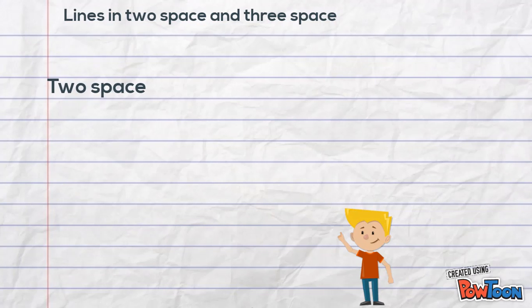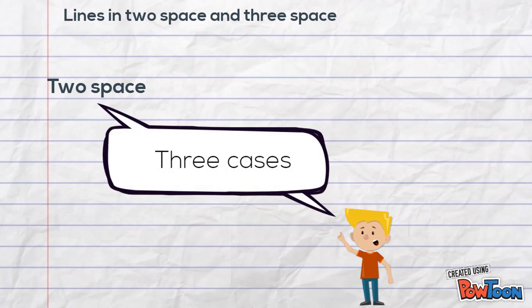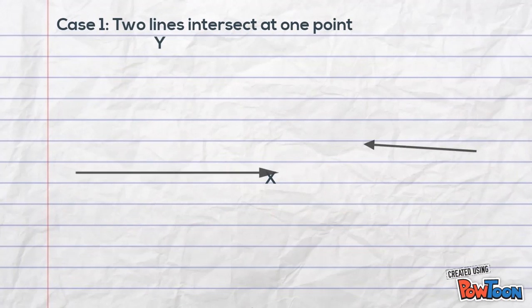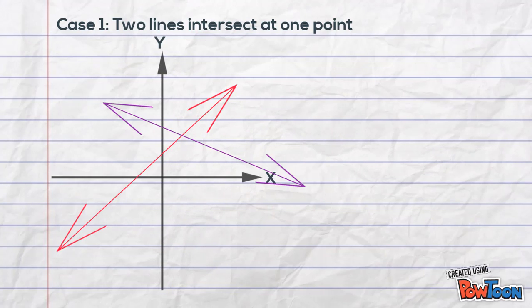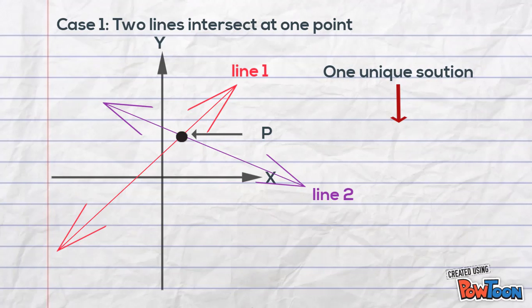Lines in 2 space. In 2 space, there are 3 cases for the intersection of 2 lines. Case 1. 2 lines intersect at one point. If 2 lines intersect at one point, which is point P that we assume, this point P is the solution of the 2 lines, and the system is a consistent system.